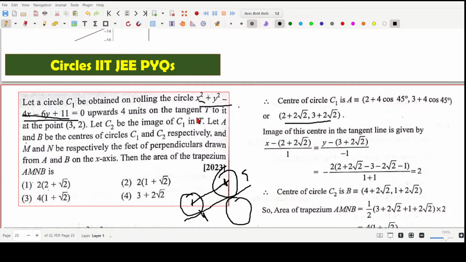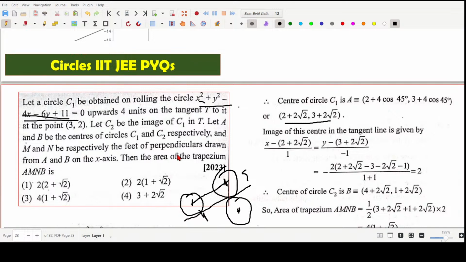After that, we will use the mirror image formula to figure out the image of this center with respect to this line. You remember the image formula, right? (h minus x1) by a equals (k minus y1) by b equals minus 2 times (a x1 plus b y1 plus c) by (a squared plus b squared). You remember this, no? So with that, you will find the image of this center. Basically, you know this radius as well as this radius.